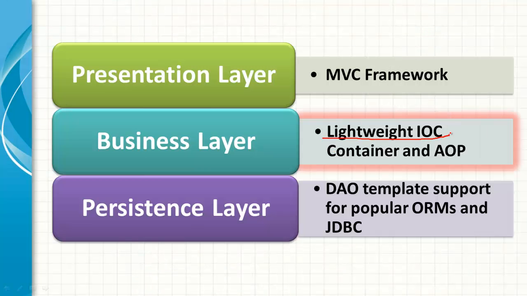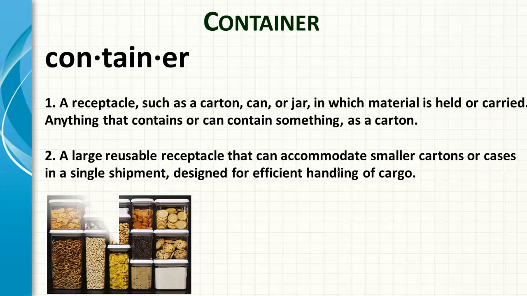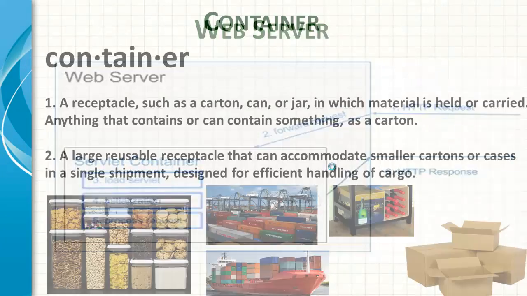So the lightweight IOC container is the focus now, and this is what we are talking about, the core container. This is what we are going to cover. To understand the core container, we first need to understand what a container is. If you go by the dictionary meaning, it is just something which can hold something, anything that contains or can contain something, such as a carton. That's a container, right? So these are the different containers that we can think of.